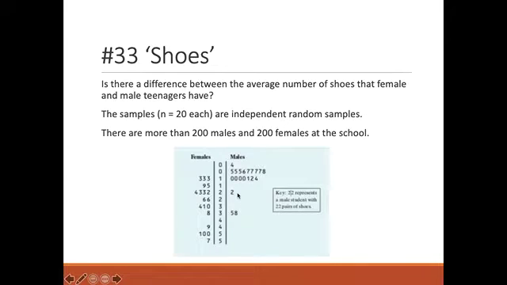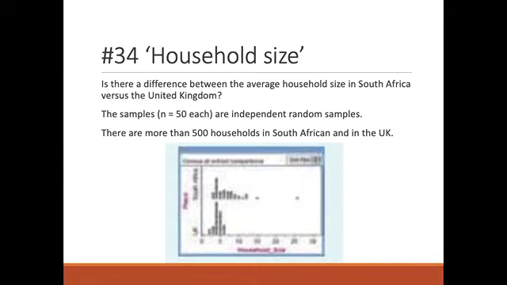So as a result, a 2-sample T procedure, building a confidence interval or doing a significance test, wouldn't be appropriate using the data in question number 33. And that's because the normality condition isn't met for the males, because it's pretty clear there's at least one outlier in the data for the males. So looking at the next question, number 34, is there a difference between the average? So again, this is about means.